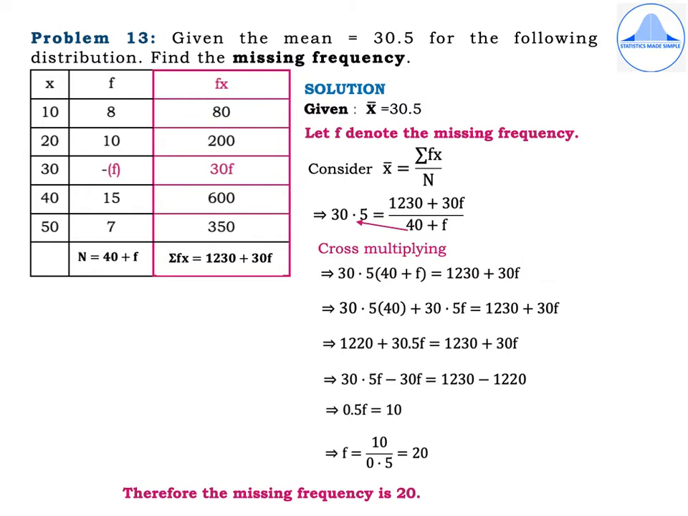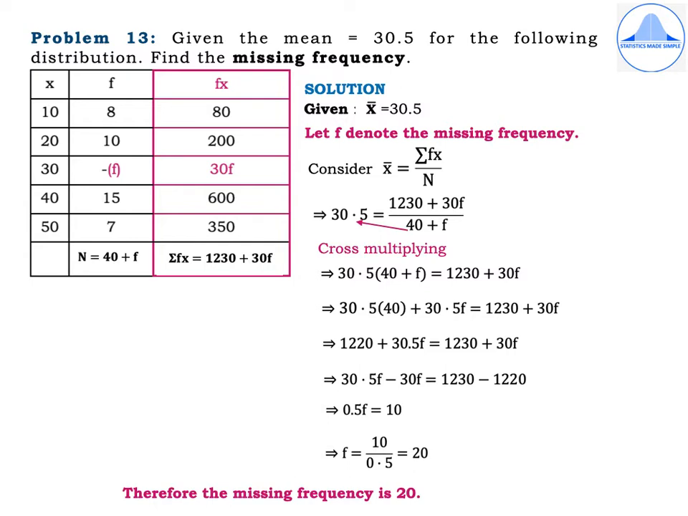Problem 13. Given the mean is equal to 30.5 for the following distribution, find the missing frequency. In the first column, you have the x values as 10, 20, 30, 40, 50, and the frequencies are 8, 10. Then you have the missing frequency, which I'm denoting by F, 15, and 7. All the calculations, like I have mentioned earlier, will be shown in the pink column.